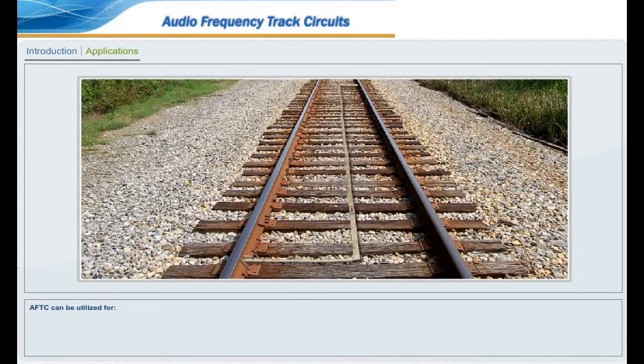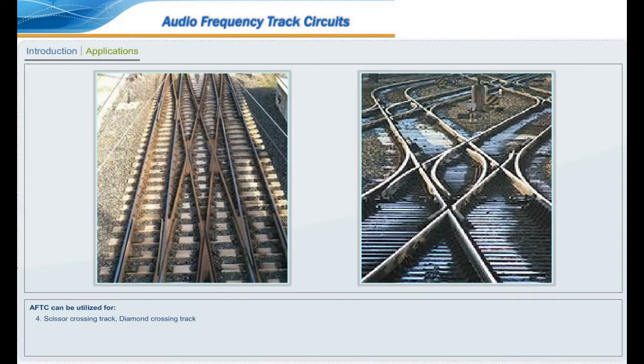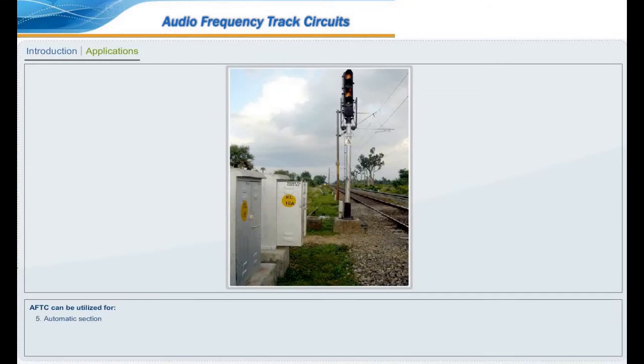AFTC can be utilized for straight shorter track, block clearance proving track circuit, straight longer track berthing portion, point zone track, scissor crossing track, diamond crossing track, automatic section, IBH sections.